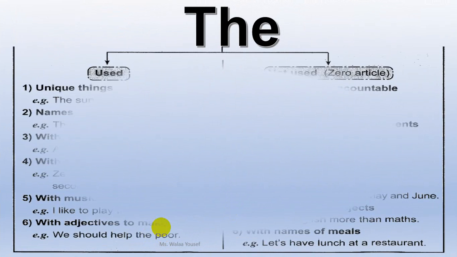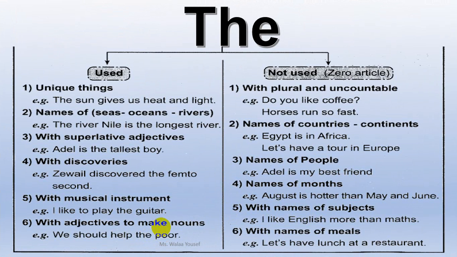But we use the with certain actions or certain circumstances, used with unique things. Unique things الأشياء الفريدة اللي مفيش زيها. The sun gives us heat and light. There is only one sun in our world. Number two, names of seas, oceans, rivers. The river Nile is the longest river. The river Nile. Number three, with superlative adjectives, as we said soon.